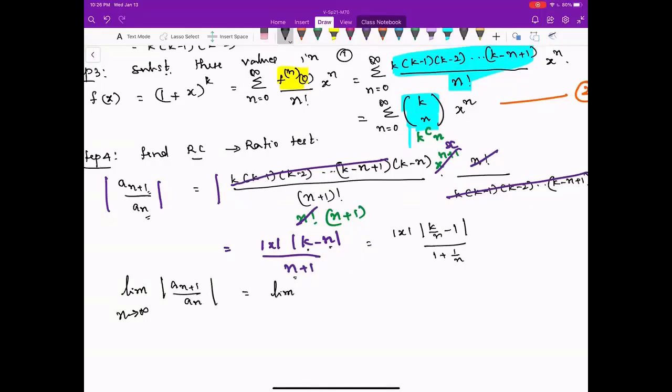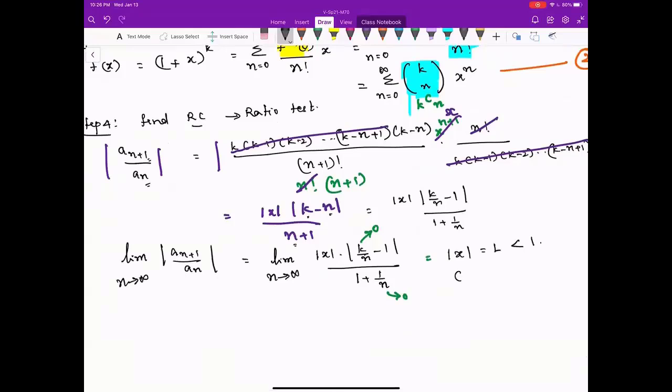Which will be the limit as n approaches infinity of the absolute value of x times (k over n minus 1), divided by 1 plus 1 over n. You know that this approaches 0, this approaches 0. So you are just going to get absolute x here. As we are applying the ratio test, whenever this absolute x is less than 1, the series converges.